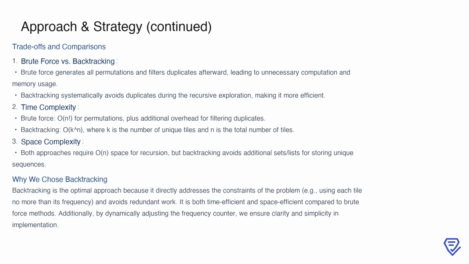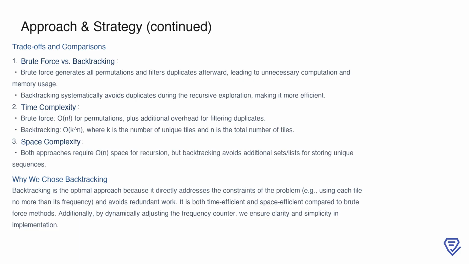Now let's compare the two approaches to understand the trade-offs. First, brute force generates all permutations and filters out duplicates afterward, which leads to unnecessary computations and higher memory usage. In contrast, backtracking avoids duplicates during the exploration itself, making it far more efficient. When analyzing time complexity, brute force requires O(n) for generating permutations, plus additional time to filter duplicates. On the other hand, backtracking operates on a complexity of O(k^n), where k is the number of unique tiles and n is the total number of tiles.